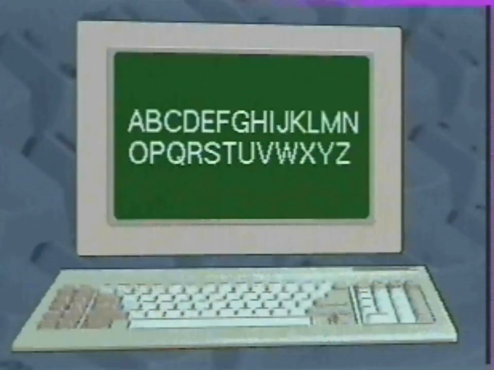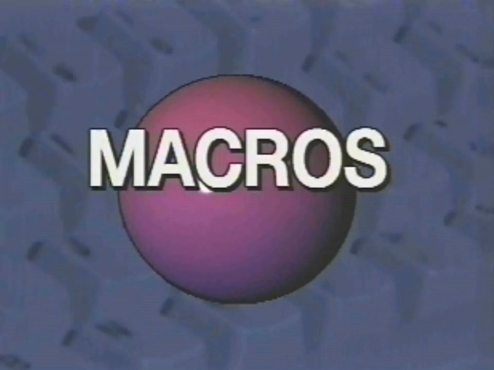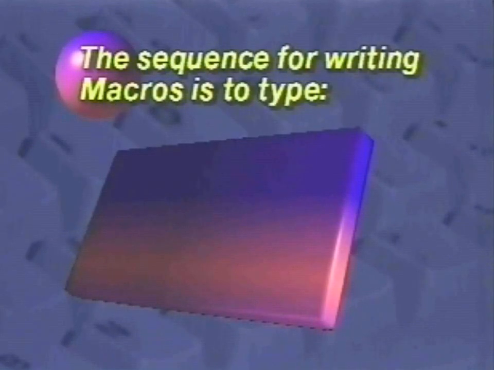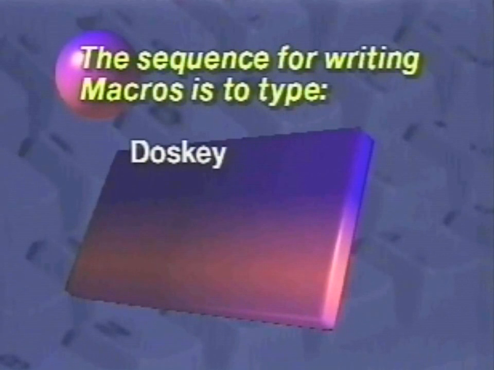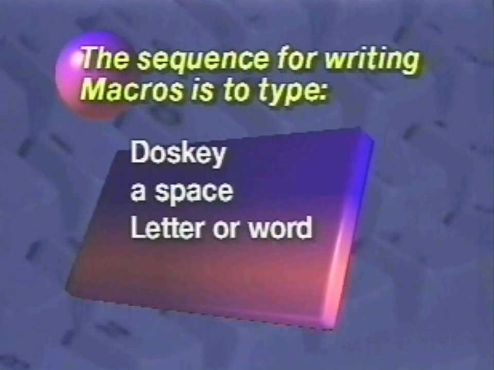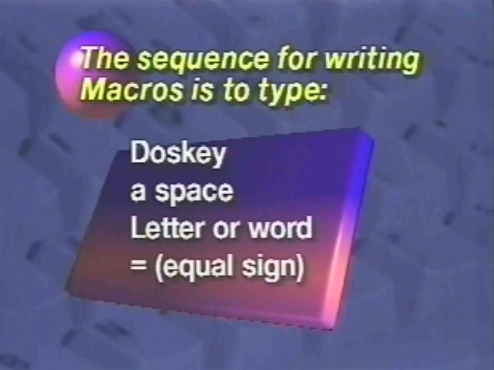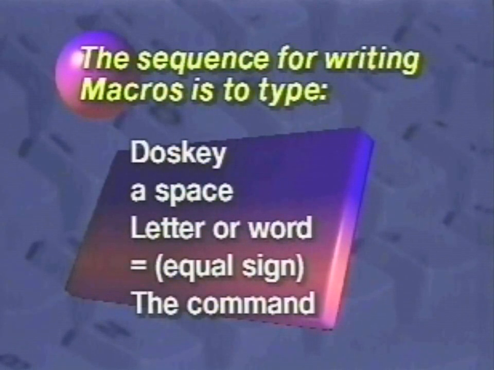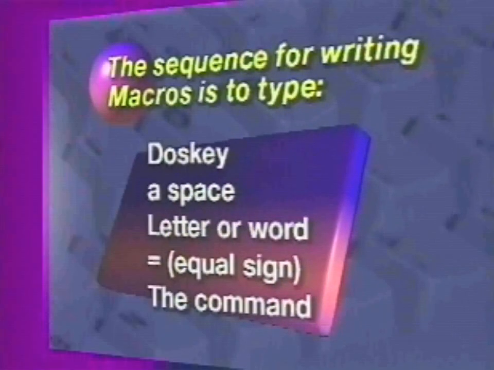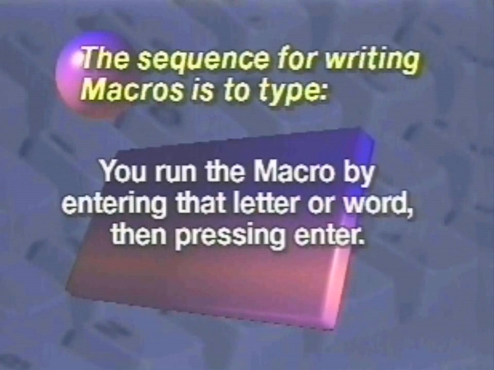Let's look at DOS macros first. Our friend the DOSKEY program is what allows us to write macros. The sequence is: type DOSKEY, a space, a single letter or word to represent the DOS command, an equal sign, and the DOS command itself. You run the macro by entering that letter or word and pressing Enter.